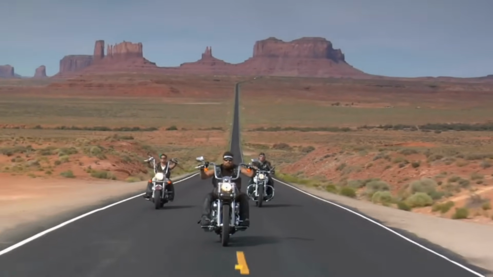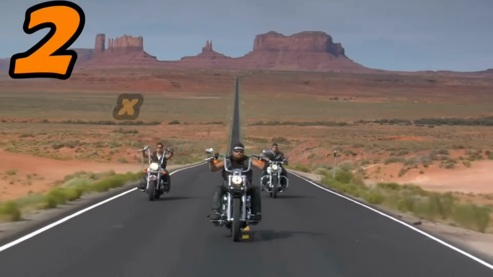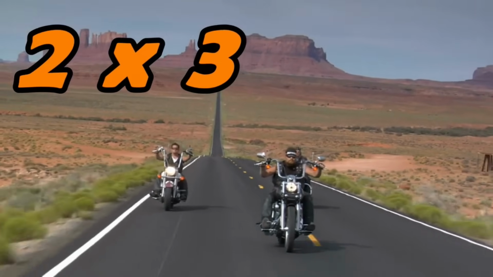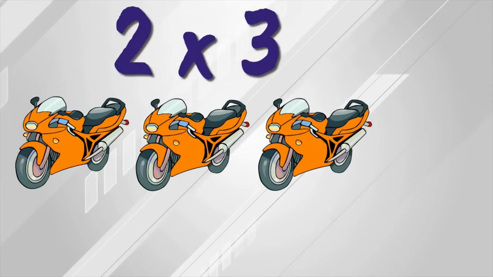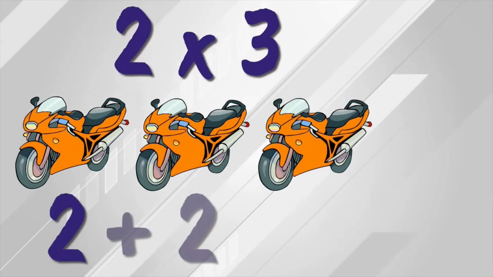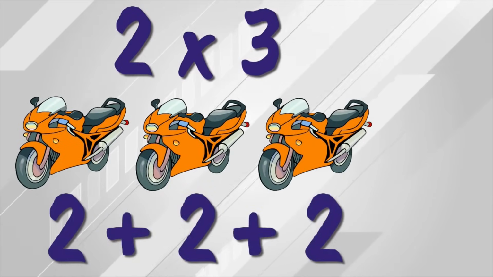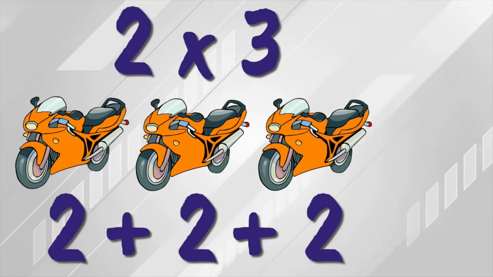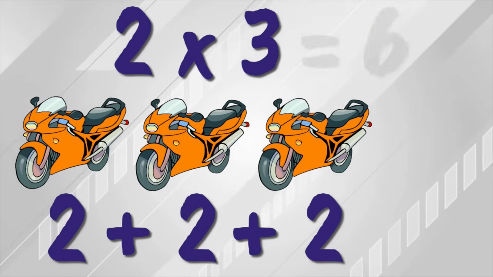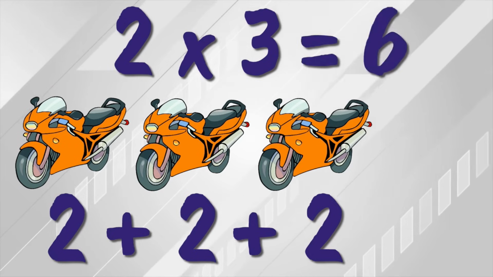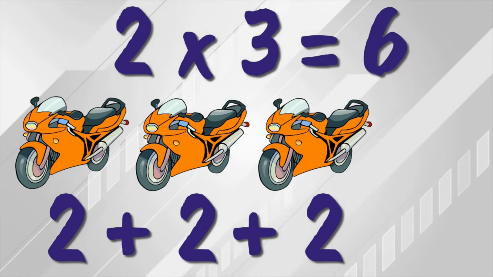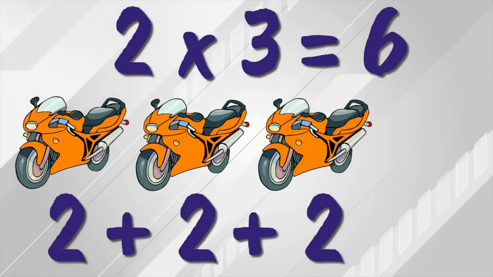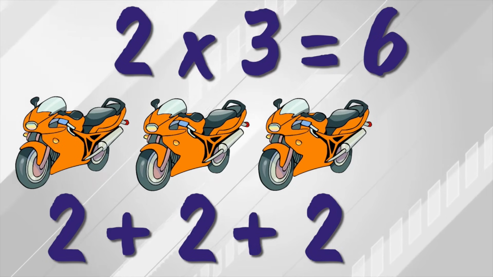To find the total number of wheels, we have the number 2 3 times. 2 times 3. 2 times 3 is the same as 2 plus 2 plus 2. It's the number 2 3 times. What is 2 times 3? Yeah, 6. There are 6 wheels in all. 2 times 3 equals 6. There are a total of 6 wheels when you have 3 motorcycles.